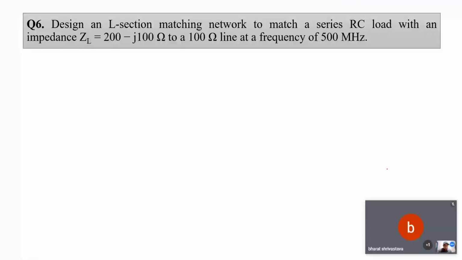Okay, so let us move ahead. Our sixth question is: we have to design an L section matching network so as to match a series RC load with an impedance of 200 minus j100 ohm to a 100 ohm line, and this line is working at a frequency of 100 megahertz. So basically we have to design an L section matching network.